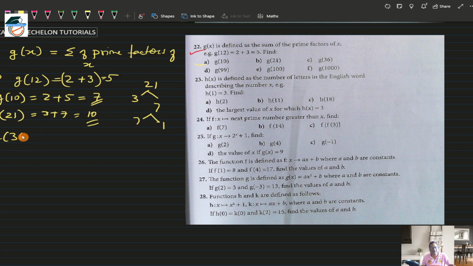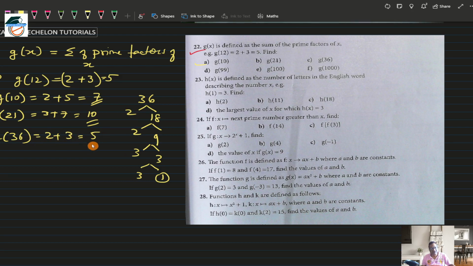G of 36. So again, I'll work out the prime factors of 36. Starting with the 2, it will be 18, another 2 will be 9, 3, 3, 3, and then 1. So the prime factors of this 36 happen to be 2 and 3. So just add that, 2 and 3, that will be 5. The g of 36 will be 5.